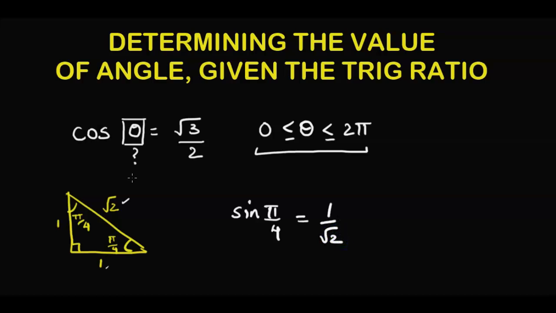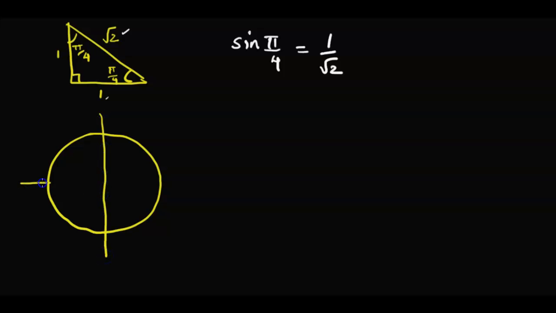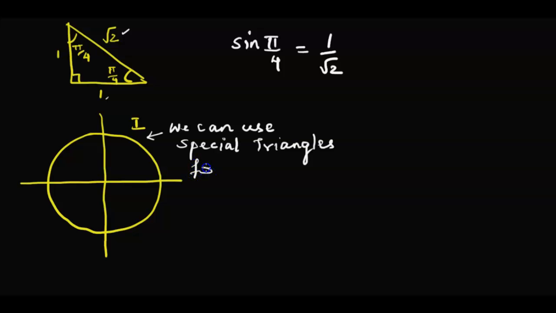Now, the important thing to note here is that these special triangles work for angles that are acute, or angles that lie between 0 and pi by 2. Or if we talk in terms of the unit circle, the angles that lie in the first quadrant. That means we can use special triangles for angles that lie in quadrant 1.